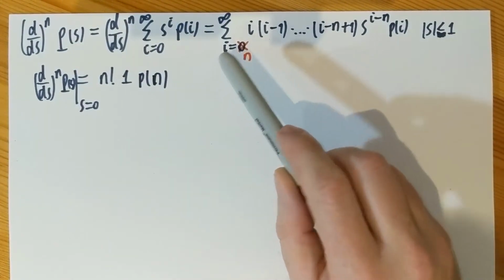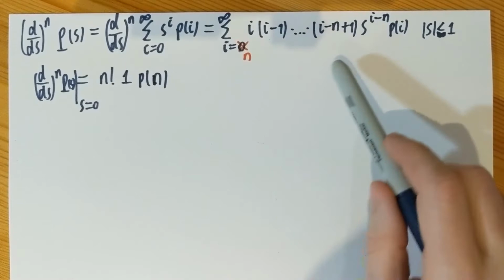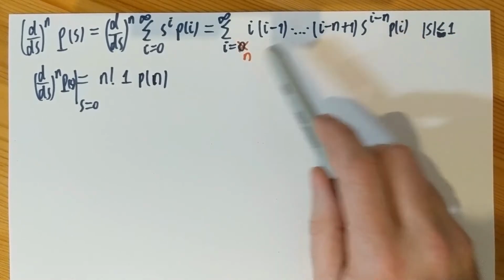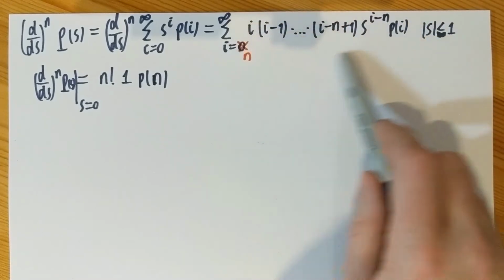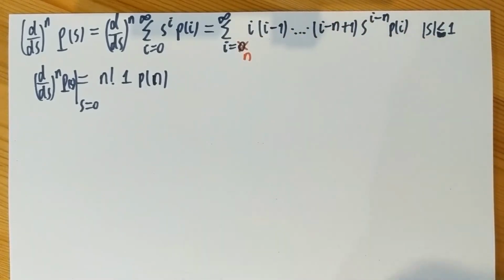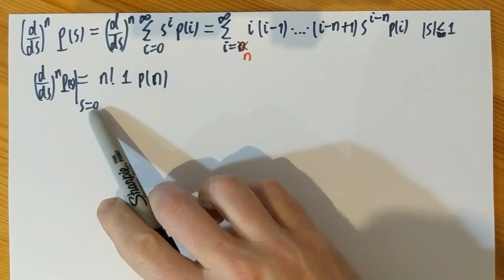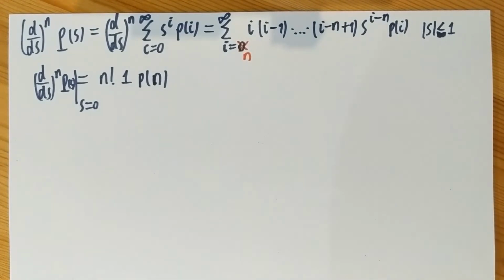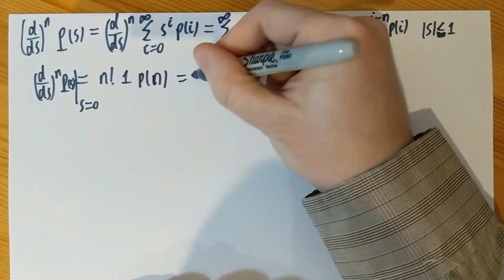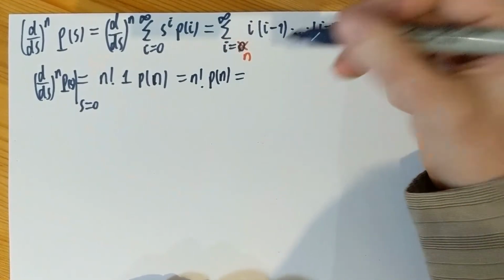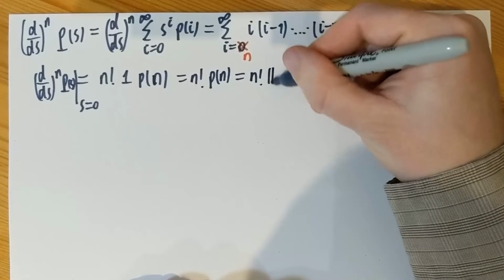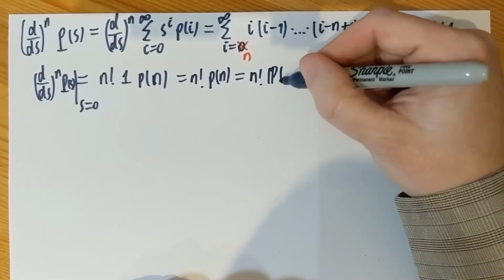Then when i is higher than n, I have some factor here, but I also have a positive power of s, and this whole term for a positive power of s at s equals 0 gives me no contribution whatsoever. So I end up with n factorial times the mass function of x at n, or if you want, n factorial times the probability that x equals n.